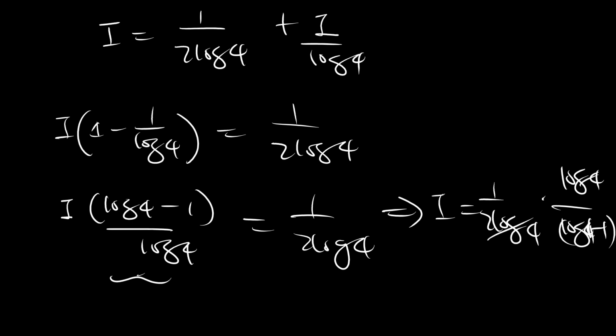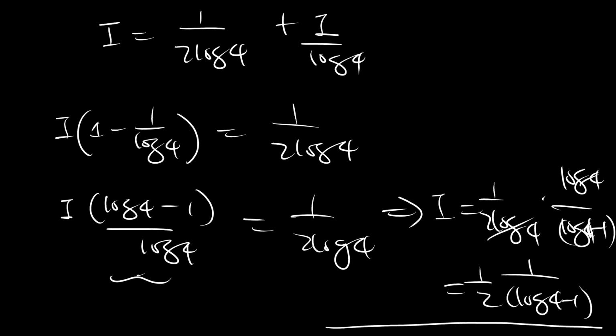And so we have I is equal to 1/2 of 1 over (log 4 minus 1). So rather, the answer is half of 1 over the natural logarithm of 4 minus 1. So that's the answer for that last problem.